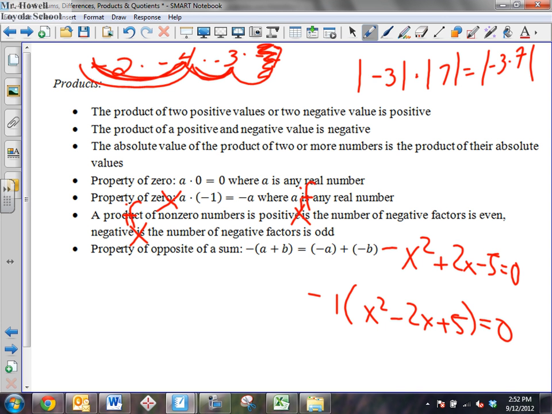Finally, the last one is just saying, if you have a negative on the outside, it can be distributed on the inside. It's pretty much the reverse of the property of negatives. Okay?